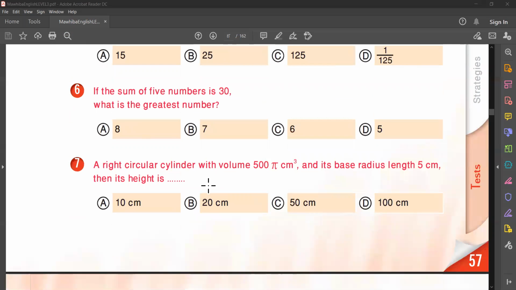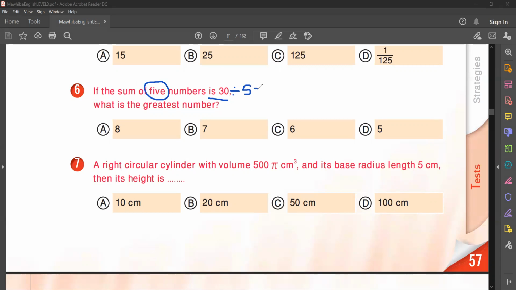Also, if the sum of 5 numbers is 30, what is the greatest number? So, if you have this problem, can you help me also to solve this problem? We have 5 numbers, the sum is 30, what is the greatest number? Okay, I give you a technique. If you have the same problem, if the sum of 5 numbers is 30, you only divide it by the number. Here he said 5 numbers. You divide it by 5.